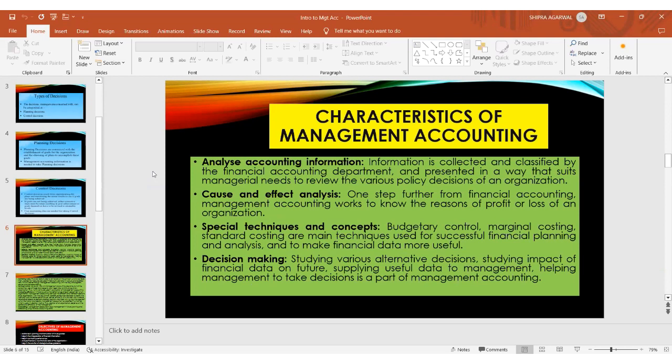Next is decision making. See, decision making comes into picture only when we have more than one alternative, right? So when more than one option is available, then we evaluate each and every option. Then we study the impact of each and every option on our profits, on our cost, on our overall working and everything. So based on all this information, this management accounting helps us to take the decision that which one is the best option to go for.